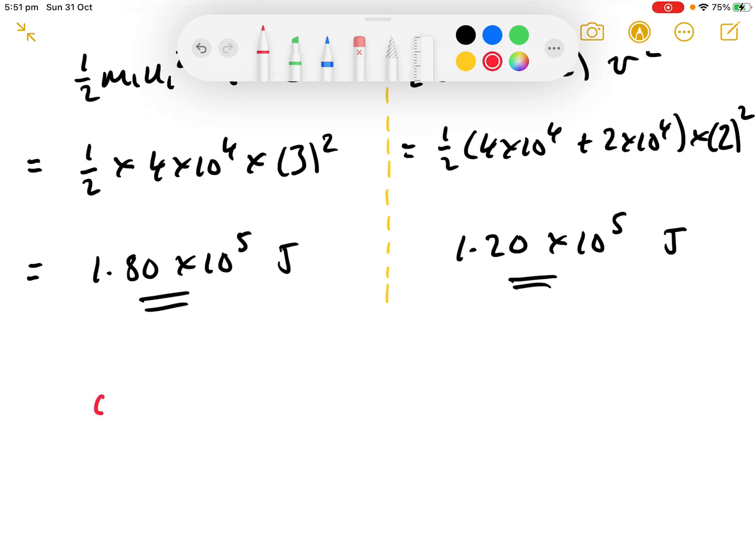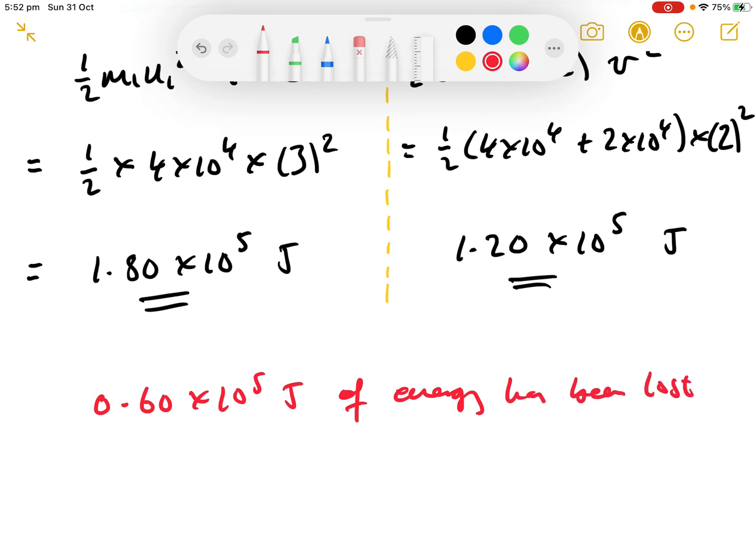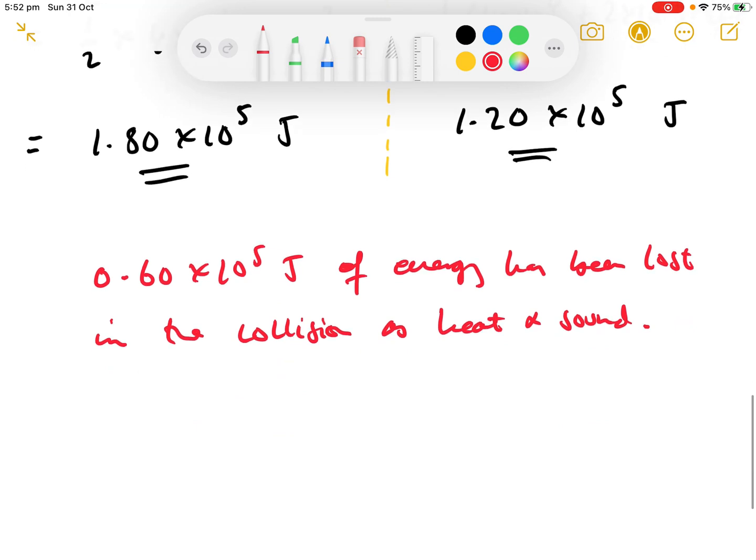Well, clearly 0.60 times 10 to the 5 joules of energy has been lost in the collision as heat, and in this case there will also be sound.